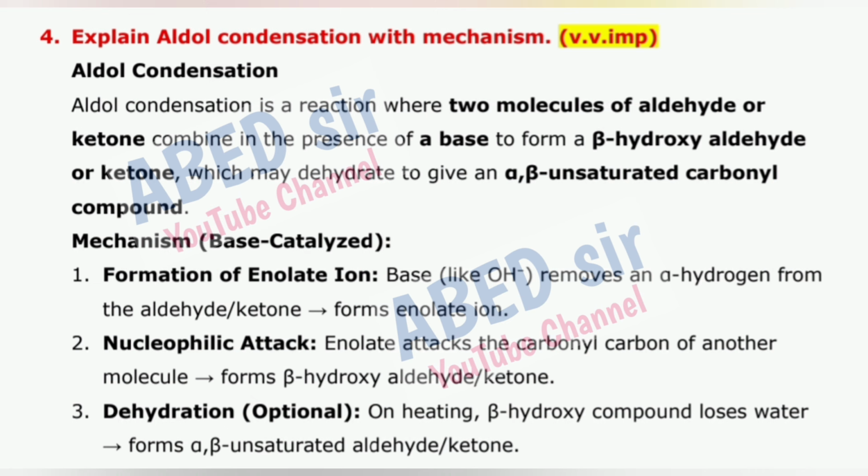Mechanism, base catalyzed. 1. Formation of enolate ion: a base, like OH-, removes an alpha hydrogen from the aldehyde or ketone and forms the enolate ion. 2. Nucleophilic attack: the enolate attacks the carbonyl carbon of another molecule, forming a beta-hydroxy aldehyde or ketone. 3. Dehydration, optional on heating: the beta-hydroxy compound loses water, forming an alpha-beta-unsaturated aldehyde or ketone.